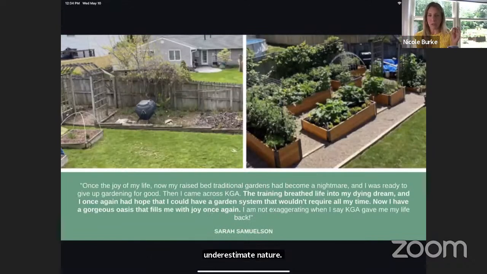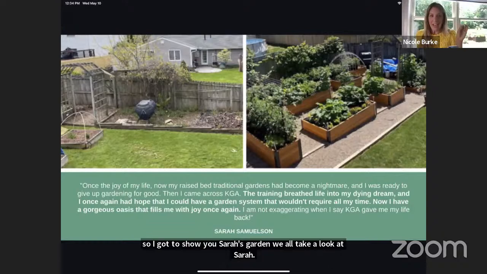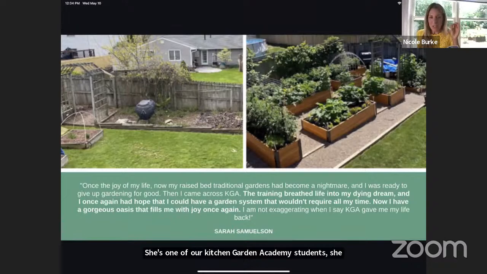So I got to show you Sarah's garden. Y'all take a look at Sarah. She's one of our Kitchen Garden Academy students. She said, once the joy of my life, my raised bed traditional gardens have become a nightmare. She literally wrote this. They had become a nightmare and I was ready to give up gardening for good. She explained that she had actually hired a team to come and rip out her whole garden and plant grass. That's how frustrated she was.